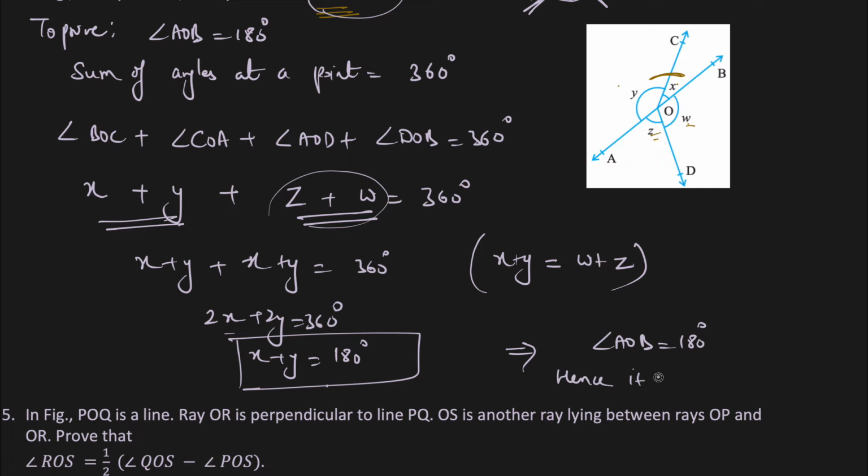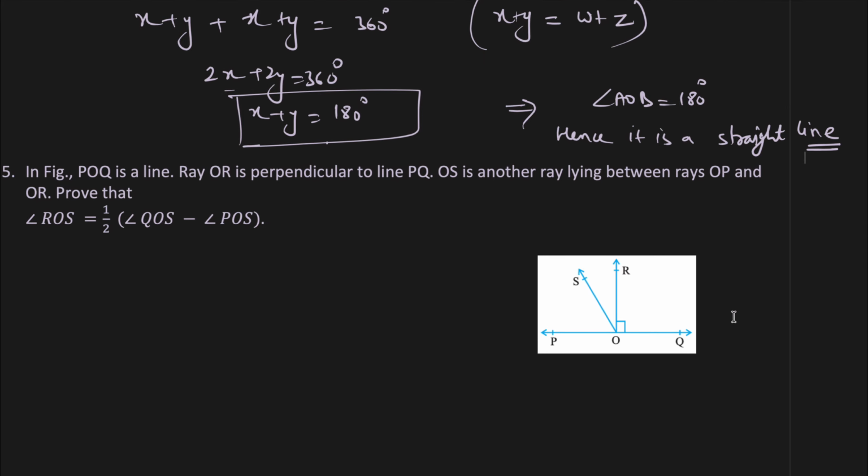Hence it is a straight line because the angles add up to 180 degrees. Okay students, I hope this is also clear. Very easy part. Move on to the next question.